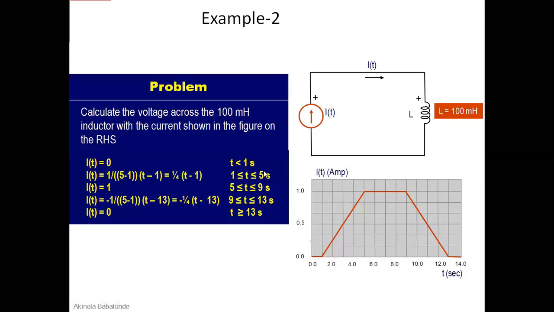So all we have done here is analyze the current time graph, or the time waveform, for the inductor current. But then we should also calculate the voltage across it. Okay, so to calculate the voltage now, what do we do? Don't forget, we already have all the current.